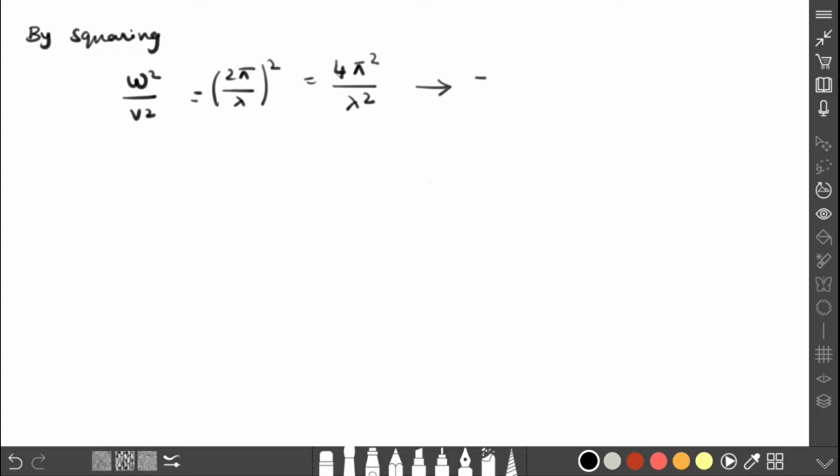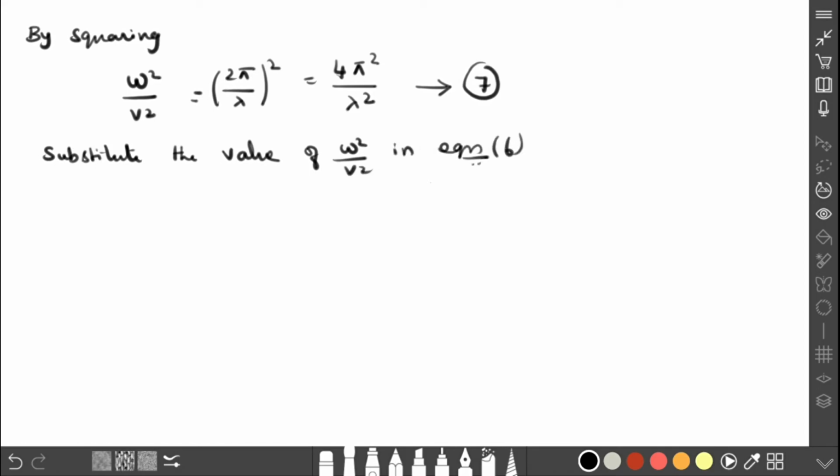So what we can do? Substitute the value of omega square by v square in equation 6, that is, the value of equation 7 in equation 6. So what is equation 6? Del square psi plus omega square by v square, what is the value of that, 4 pi square divided by lambda square, into psi is equal to 0.